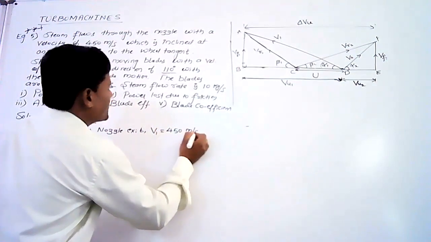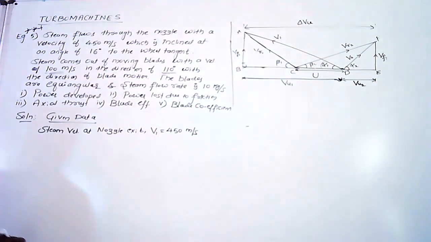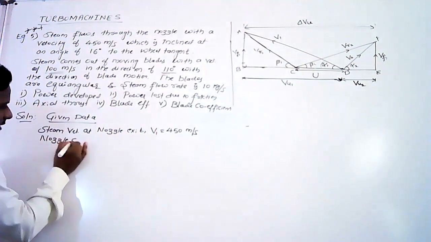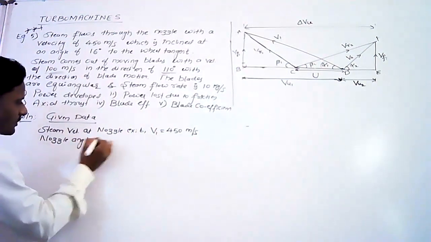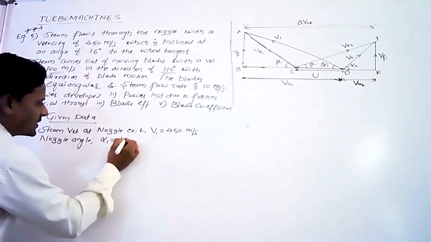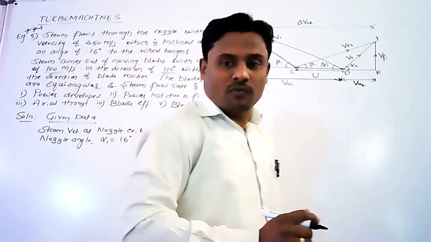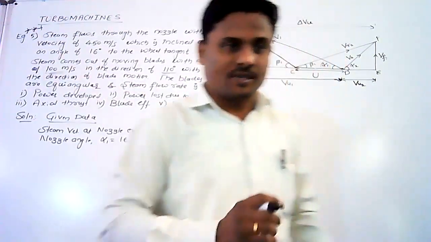Inclined at an angle of 16 degrees. Nozzle angle is given by alpha 1 equals 16 degrees. So remember students, the nozzle angle is represented by alpha 1, which is of course 16 degrees.